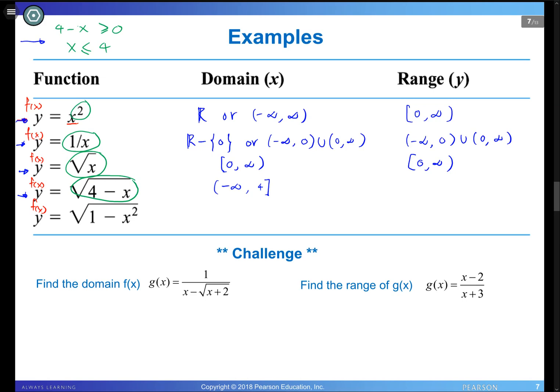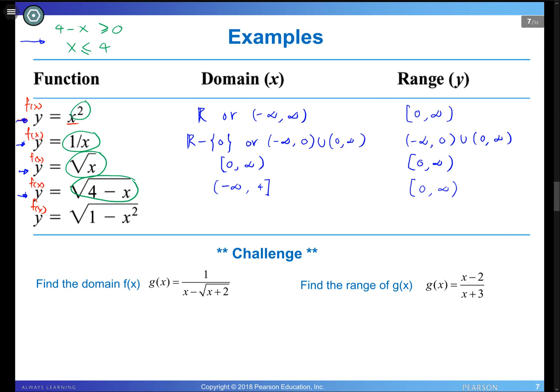It's not possible for y to be a negative value. So we can answer right away. Y can be anything as long as it's greater than or equal to 0. Same as the third example. So y can be 0, and it can get really, really big. But it can't be negative values.